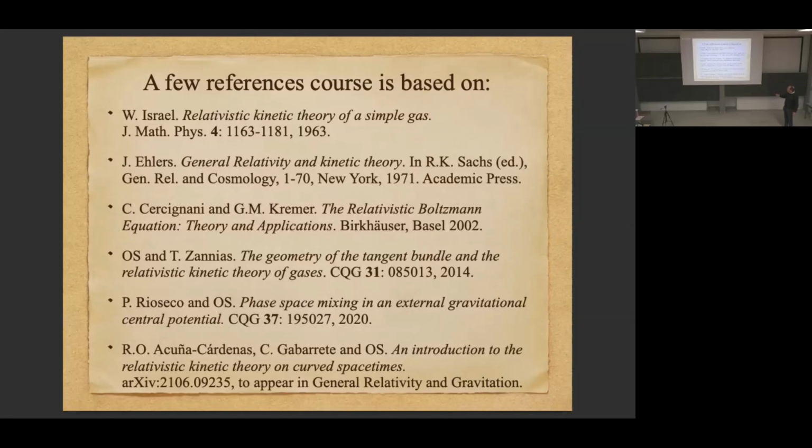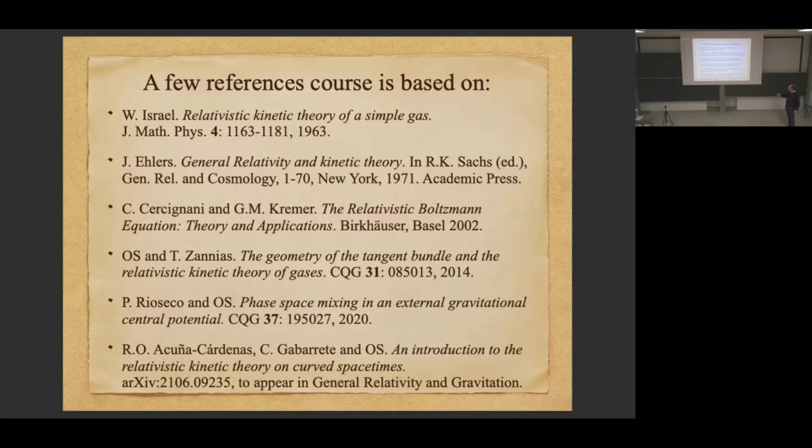Then there's this classical book by Cercignani and Kremer, called The Relativistic Boltzmann Equation. It also has many results about the special and the general relativistic Boltzmann equation. And then these 3 articles are what I'm going to take the material for my course from. First, Thomas Zannias, a colleague of mine in Morelia, initiated me to relativistic kinetic theory. We started working on it and realized how nice the geometry was.